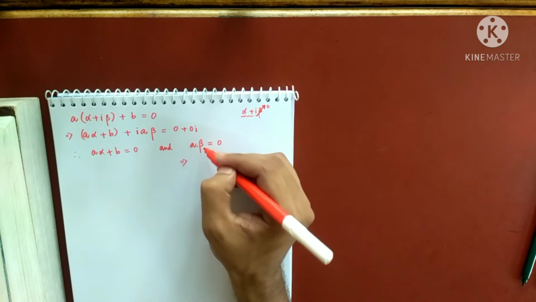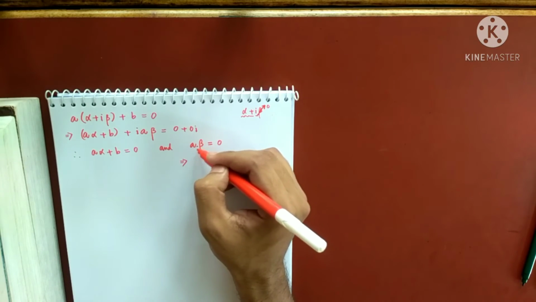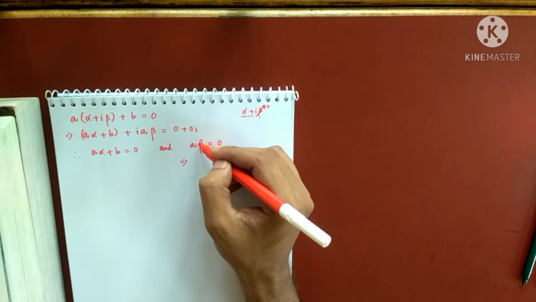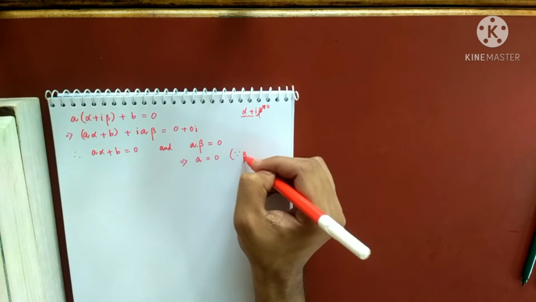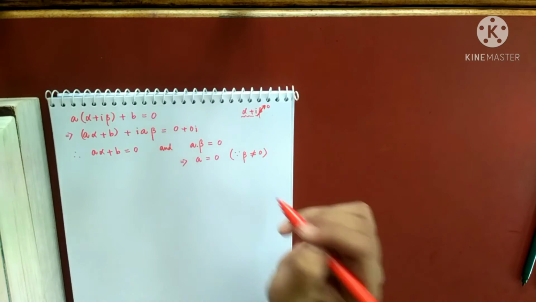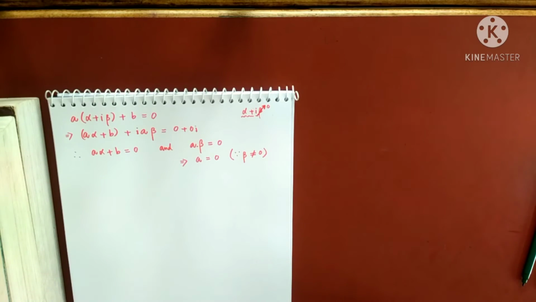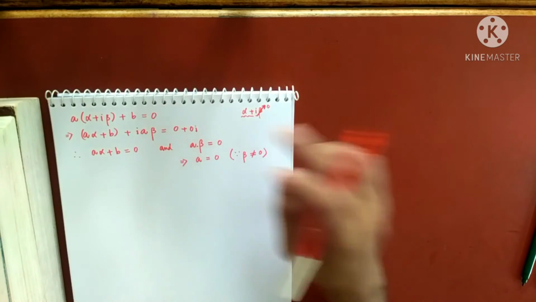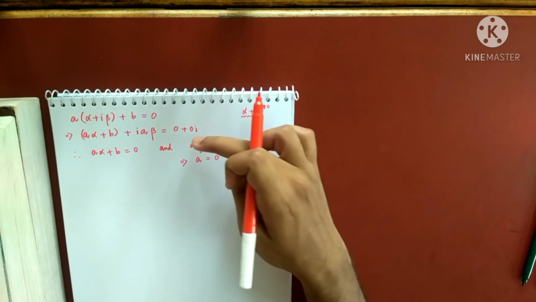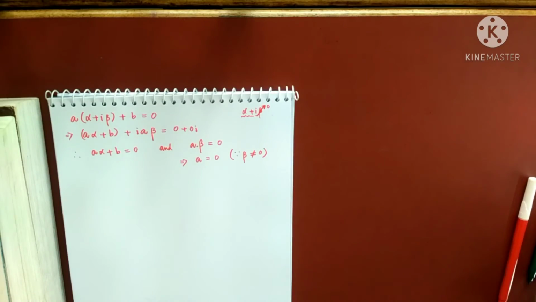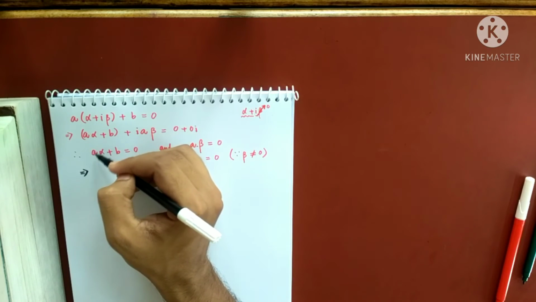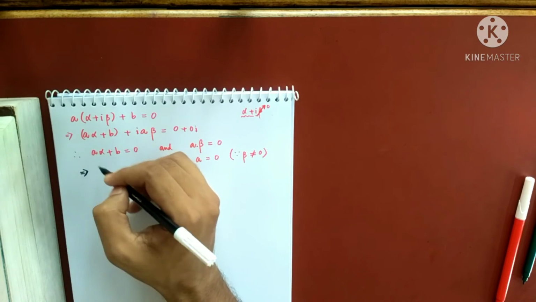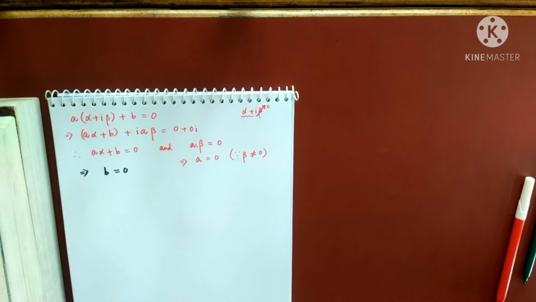So a into beta is 0 and I know beta is not 0, so a must be 0. Why? Since beta cannot be 0. Now you know why beta cannot be 0. So a must be 0, right? Because R has no zero divisors, by the way. And what will this imply then? Because a is 0, put here a equals 0. So 0 into alpha is 0, so I'll simply get b equals 0. So a and b both are 0.